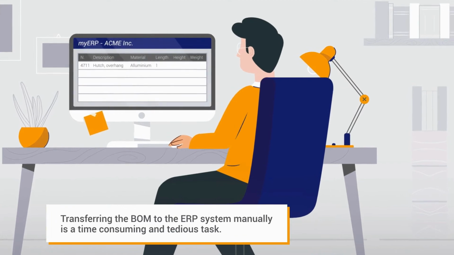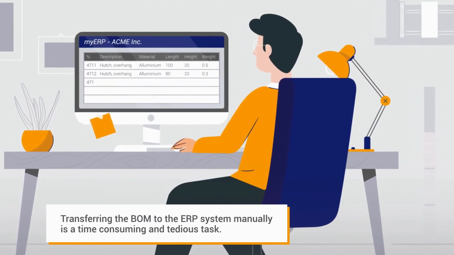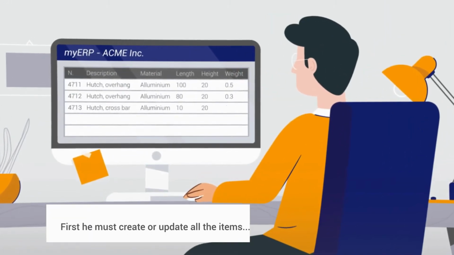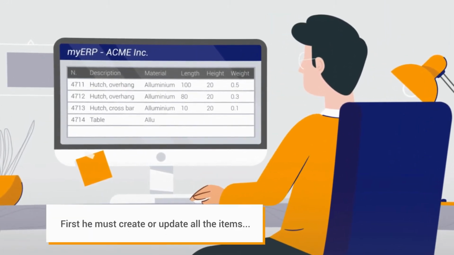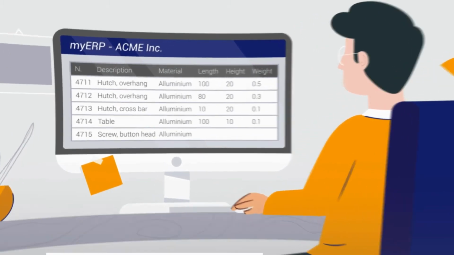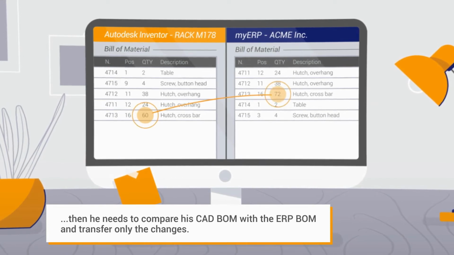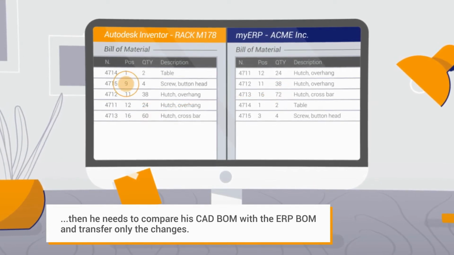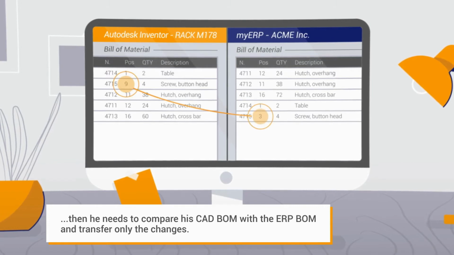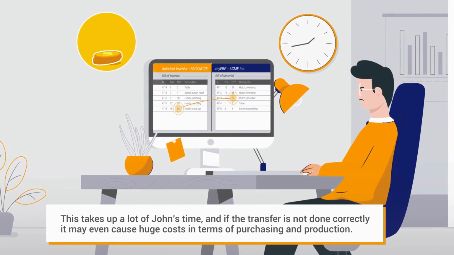The problem is that transferring the bill of material is a manual, time-consuming, error-prone and tedious task. It starts by checking all involved items and creating new items or updating existing items in the ERP system. Then, each row of the BOM must be created as well. And if the BOM already exists, then each row must be compared to spot the changes and then apply them one by one.